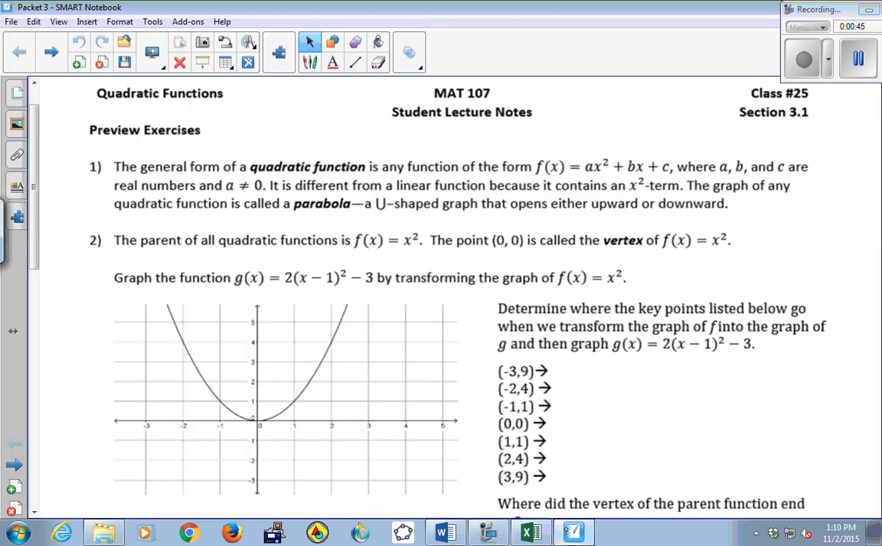All right, so let's look at the preview exercises together. The general form of a quadratic function is any function that can be written as f of x equals ax squared plus bx plus c, where a, b, and c are real numbers, and a is not 0. It's different from a linear function because it contains an x squared term, right? If I covered up the x squared term, I just have bx plus c, which would be a line. B would be the slope of the line, c would be the y-intercept. So when you add this squared term, we call it a quadratic function.